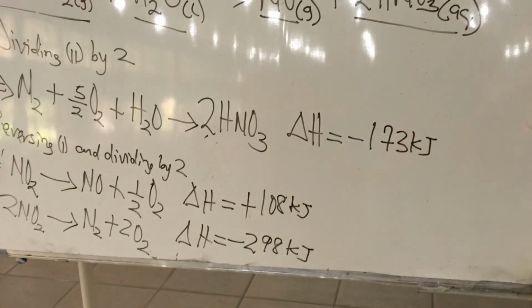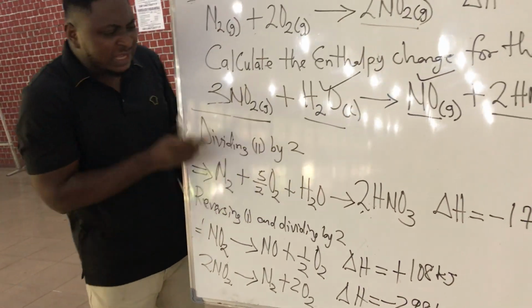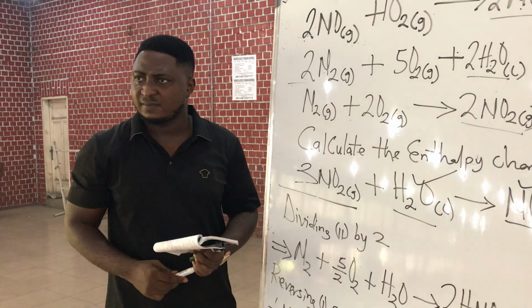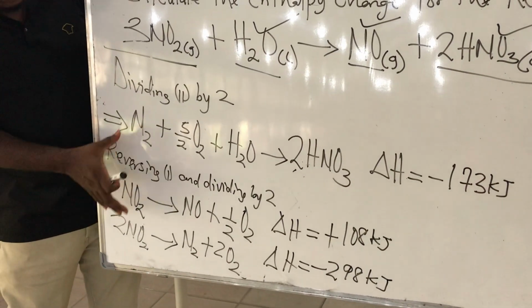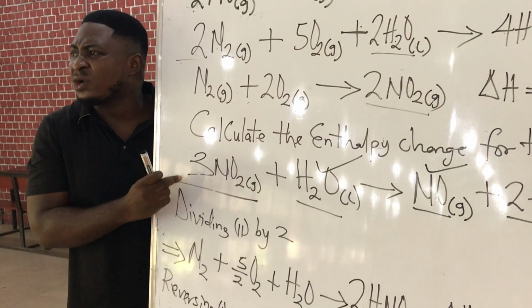Class, the last thing we must check out for now. We must now confirm these 3 new equations we have. If we add them together, will it give us our desired reaction? We must check. These 3 new equations we have, if we add them together, must it give us our desired reaction? If it gives us our desired reaction, class, then we are good.